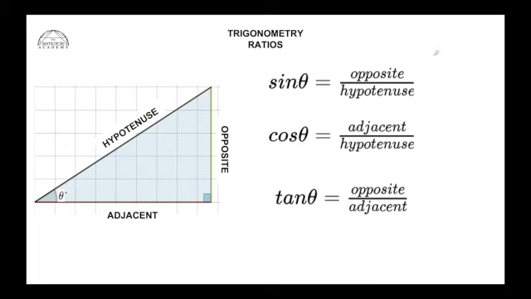SOHCAHTOA, right? So, sine is opposite over hypotenuse, that is SOH. Cosine is adjacent over hypotenuse. And then TOA, tangent is opposite over adjacent, right? So this is one way. Just remember SOHCAHTOA and you should be able to remember it. Sine is opposite over hypotenuse. Cosine is adjacent over hypotenuse. Tan is opposite over adjacent, right? So this is one way to remember it.